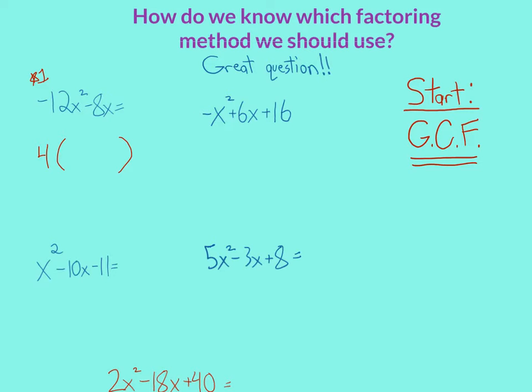So if I pull a 4 out of the 12, what remains is a 3. If I divide a 4 out of the 8, what remains is a 2. And again, if it helps you, by all means, use your factor trees to break those down. There's that common 4 I pulled out.